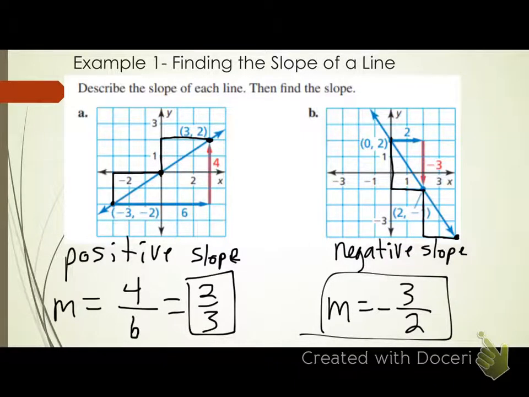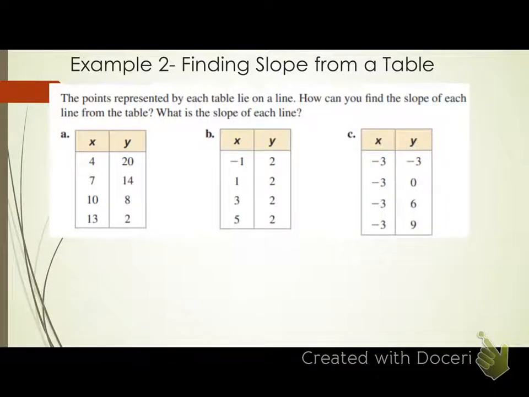All right. Now it gives us tables of values. The points represented by each table lie on a line. How can you find the slope of each line from the table? What is the slope of each line? So can someone raise your hand and tell me how am I going to find the slope of each line here?